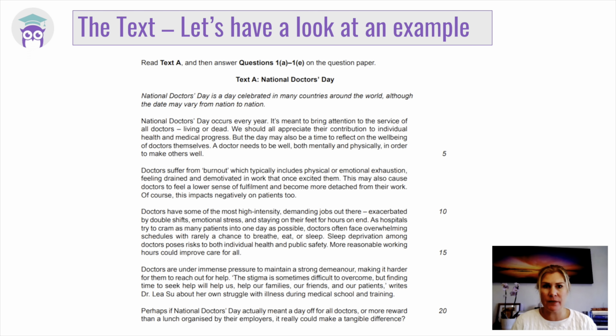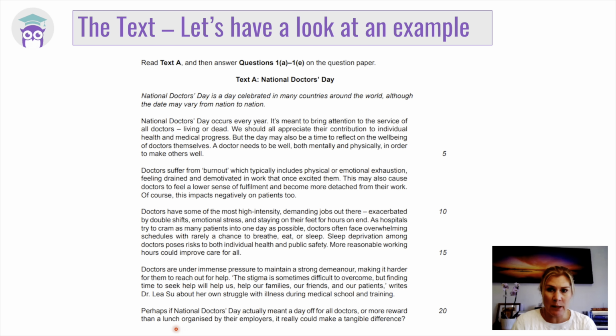So the first thing that we need to do is actually have a little look at text A. This series of questions just goes with that first text, and once you've done it, you can completely move it away. You're not going to need this text again, which is great. So the first text A tends to be a little bit shorter than the other two. You can see the one that we're looking at here in front of you. This was from the March 2020 series, and it's all about doctors.